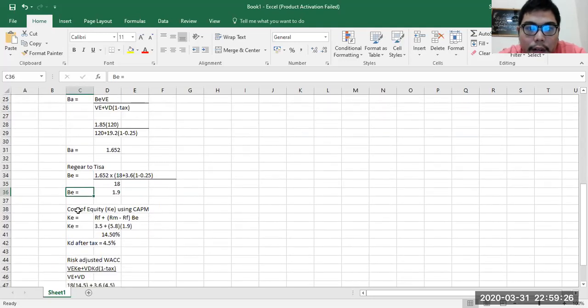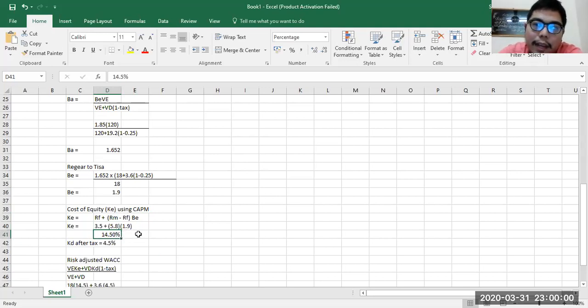So the cost of equity, by using CAPM, I hope you still remember. You will use the formula RF plus beta times RM minus RF. You already got the beta equity 1.9. In this case, 3.5 is your risk free, and 5.8 is your risk premium. The risk premium is RM minus RF, so market return minus risk free. You will get KE 14.5. So that is KE.